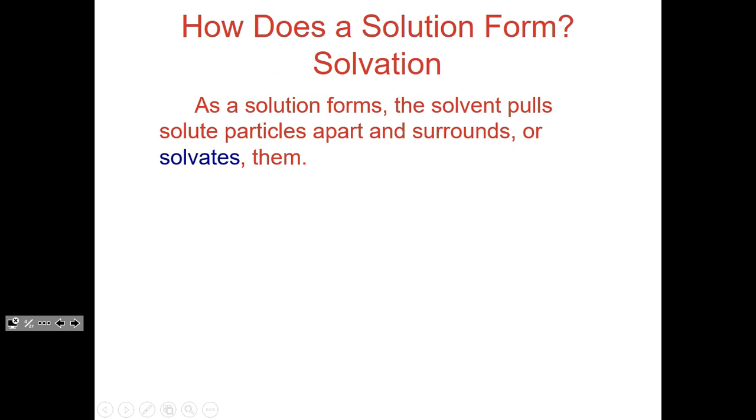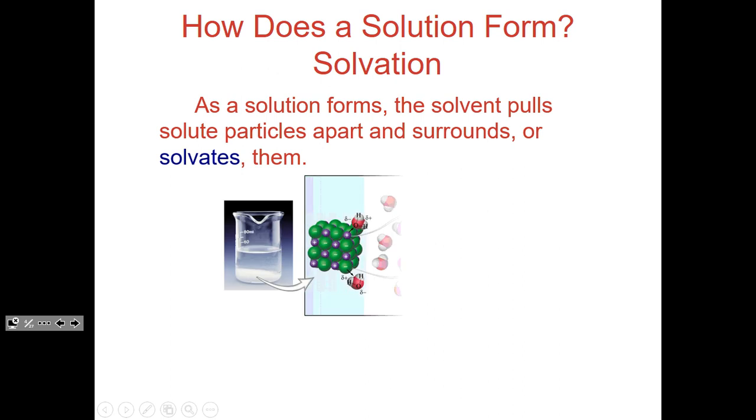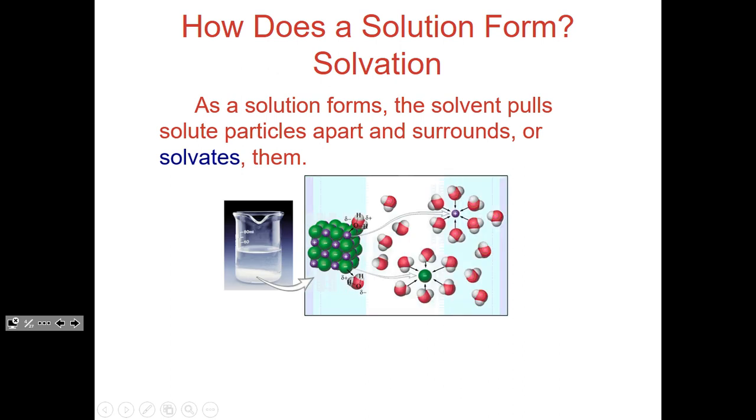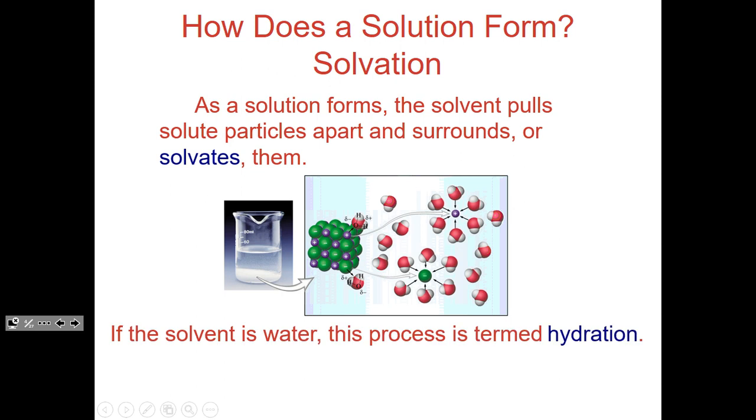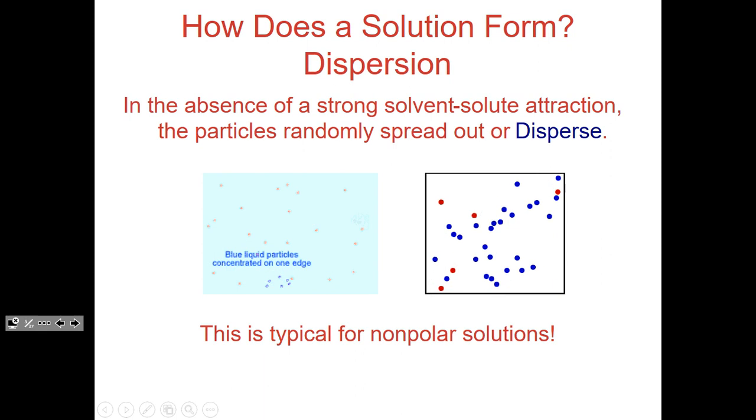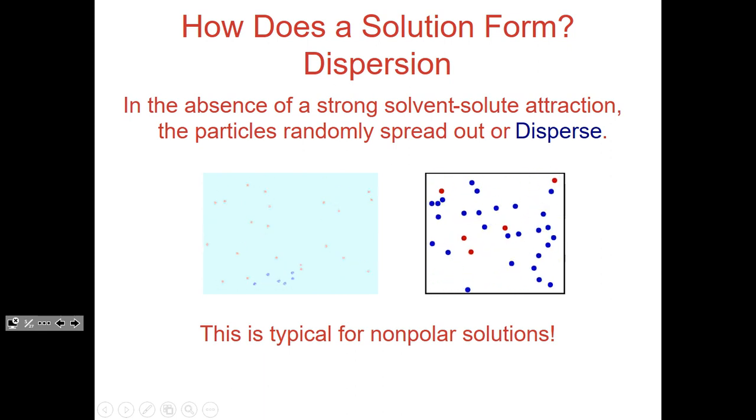Now, how does a solution form? In other words, the process of solvation. One way in which dissolving occurs is through the process of solvation. The solvent pulls solute particles apart and surrounds them, or solvates them. Now, if our solvent is water, we call this type of solvation hydration. And this is the type of solution that's being formed where one substance is really acting upon another, involving intermolecular forces. But not all of our solutions form this way.